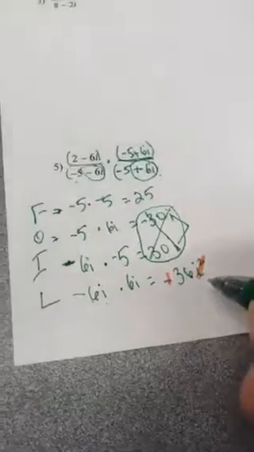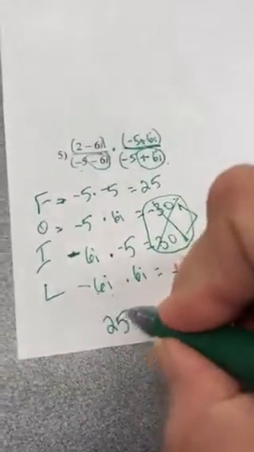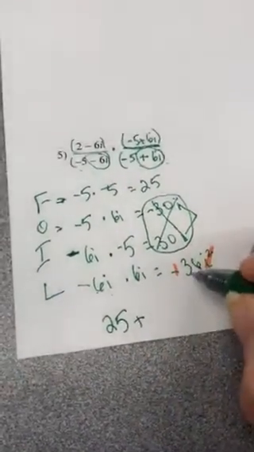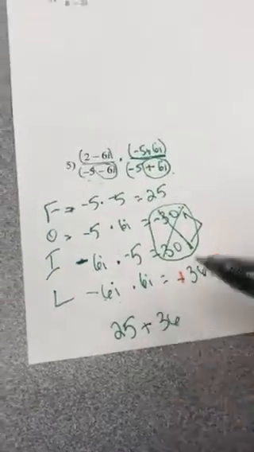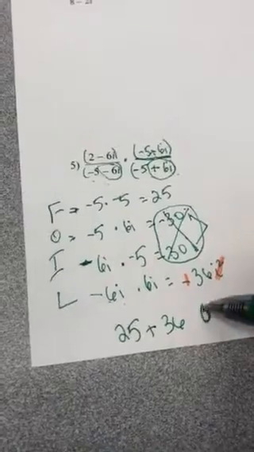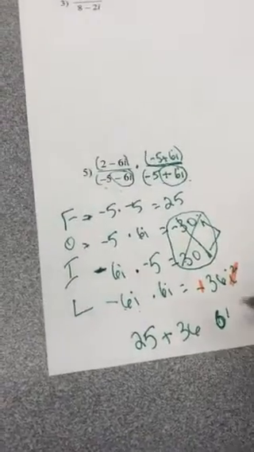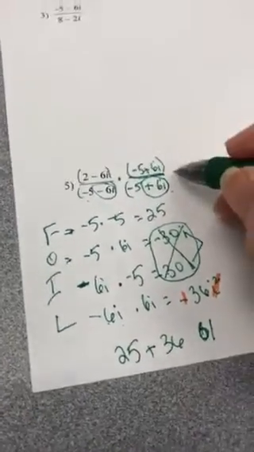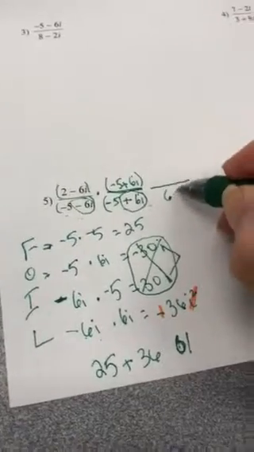Okay, so what do we have left to add together? We have a 25 plus a positive 36 now. Okay, 2 and 3 is 5 plus 1 is 6. So we have 61, I think is that answer. Okay, that's going to be our new denominator, 61.